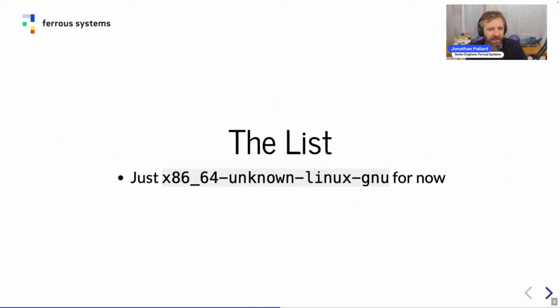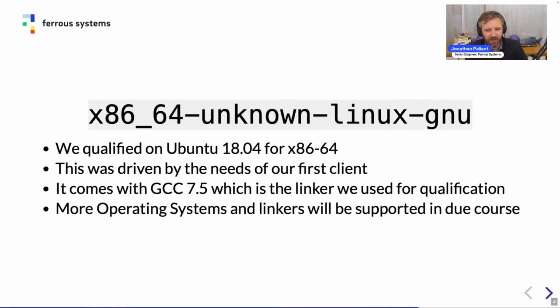It's a fairly simple list for now. There is just one, x86_64-unknown-linux-gnu. Yeah, target triples are not really user-facing documentation. They are unambiguous, but they're not necessarily easy to parse. So let's just dig into that. So what we mean by this is Linux using glibc, that's the GNU part, on a computer made by anybody, that's the unknown part, unknown manufacturer.